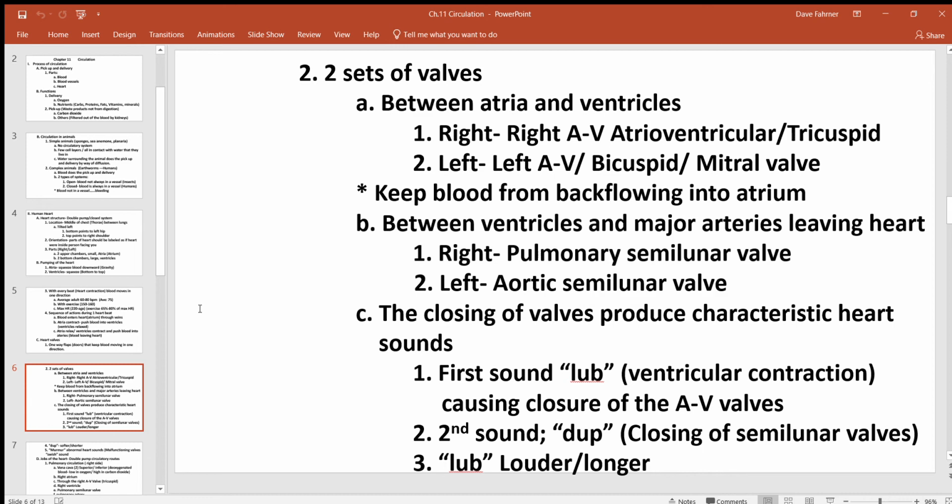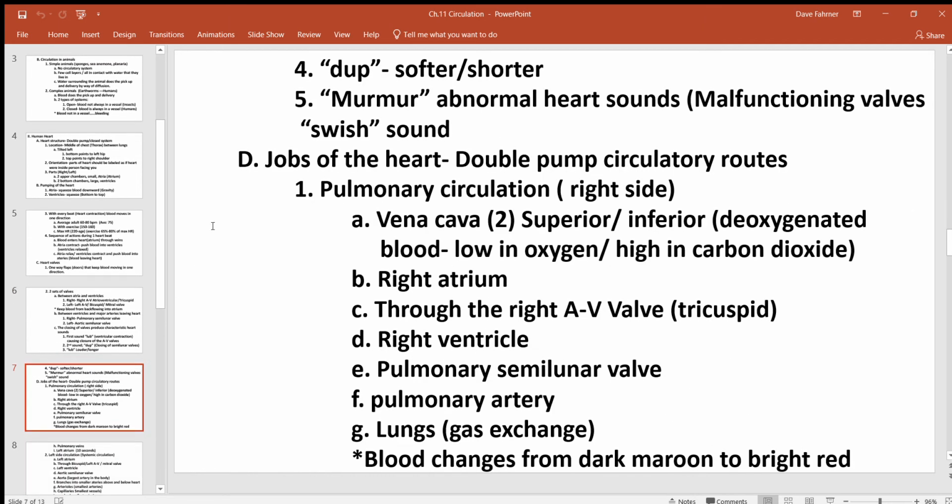The second sound, the dup sound, is the closing of the semilunar valves, whenever the ventricle has finished contracting and it's relaxing and blood is trying to go back into the ventricle. The lub sound, the AV valves closing, is a little bit louder and a little bit longer, and to the trained ear, it's very obvious. The dup sound is a little bit softer and a little bit shorter. So when a doctor, a trained ear, listens to the heartbeat through the stethoscope, he knows when he's hearing a normal lub-dup sound.